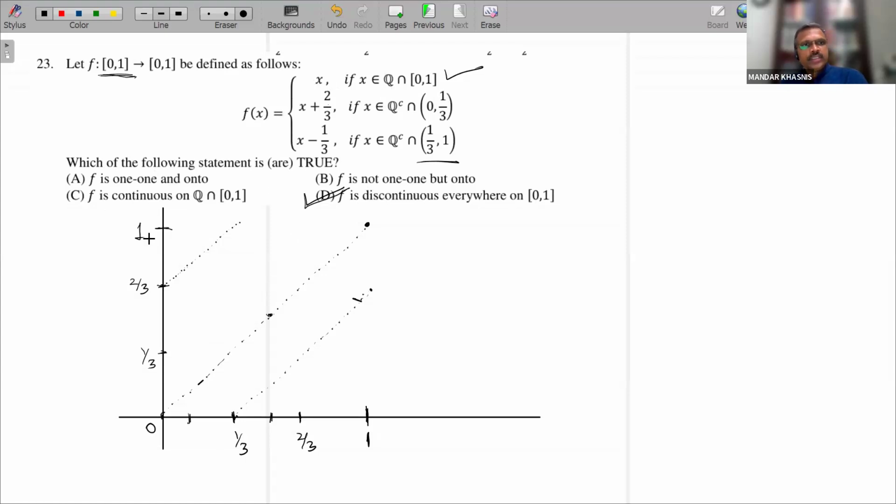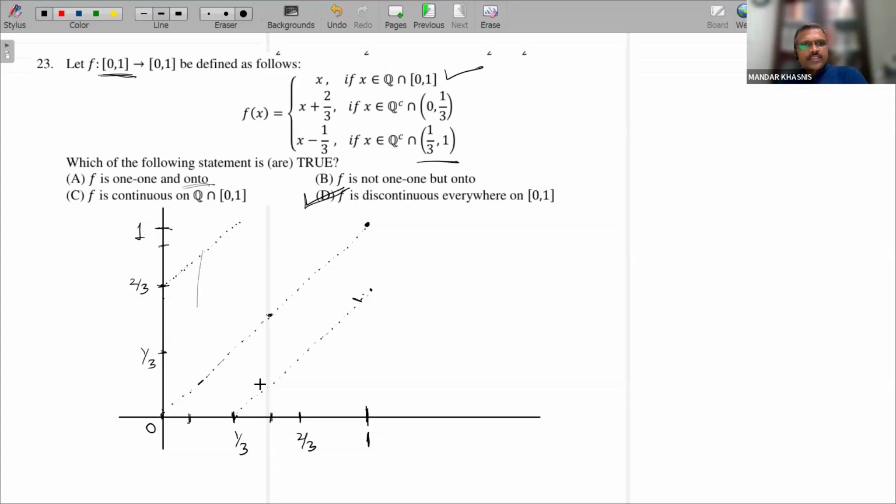Now, is it onto, first of all? You take any irrational between 0 and 1. Then its image can be found either over here or over here. So definitely, between 2 by 3 and 1, if there is any irrational, then its pre-image can be found between 0 and 1 by 3. And if you take any irrational between 0 and 2 by 3, its pre-image can be found between 1 by 3 and 1. It's clear from the picture. And for rationals, the pre-image is itself, because f(x) is x. So onto is there.